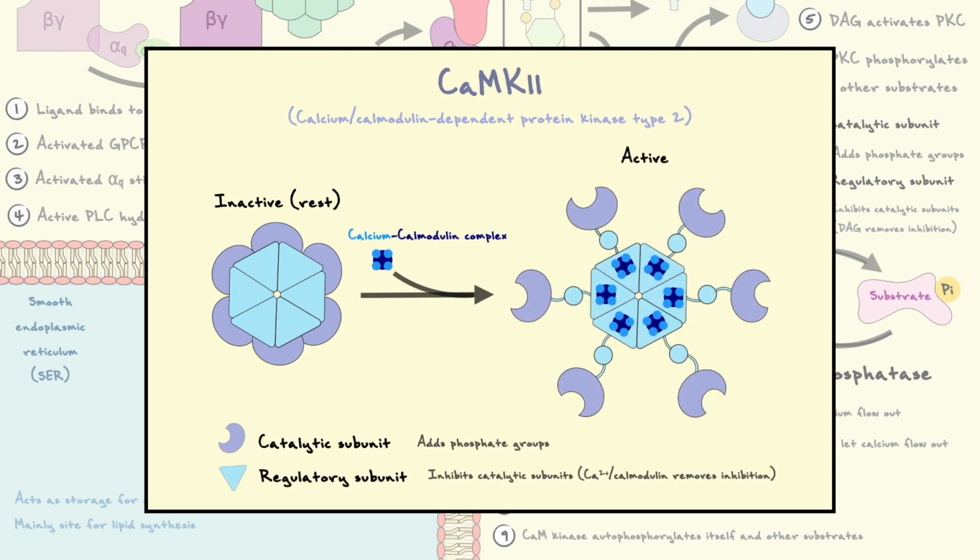Now, here's where it gets interesting. Once it's activated, CaMK2 can phosphorylate itself by a process of autophosphorylation, which can make the enzyme persistently active even when the calcium is not there anymore. This kinase is very important because it has important implications for neuronal plasticity, which is a concept we'll discuss later.